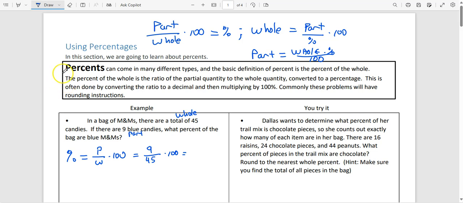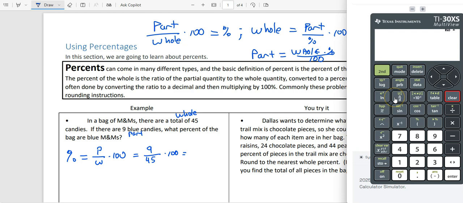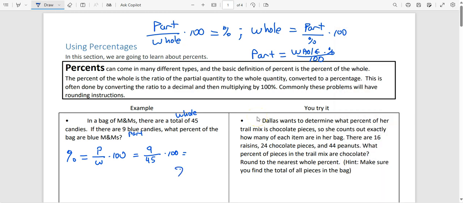And let's see what we get. This will be a percentage when we're done. 9 divided by 45 times 100, 20. This is 20%. All right, excellent.